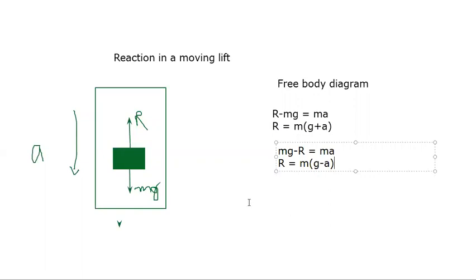Now if I tell you that the acceleration of the lift is equal to g, which means somebody has cut the wire of the lift and the lift is falling freely, so a becomes equal to g. Acceleration of the lift is equal to acceleration due to gravity. So what happens? R becomes 0, which means you will feel weightless. Understood?